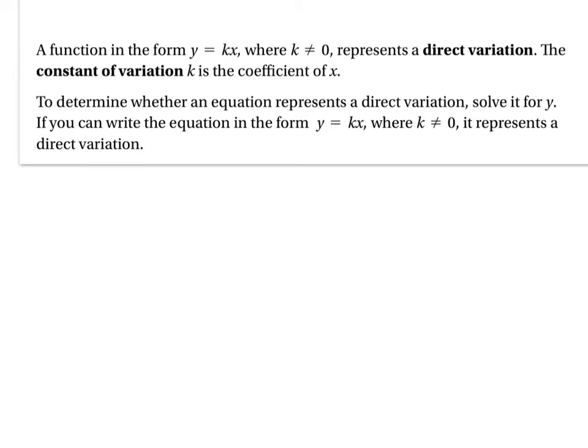So this creates a function in the form y equals kx, where x cannot equal 0. Y equals kx represents a direct variation. The constant of variation, k, is a coefficient of x. So to determine whether an equation represents a direct variation, solve it for y. And if it comes in the form y equals kx, nothing else, don't add anything to that, k cannot equal 0, it represents a direct variation.